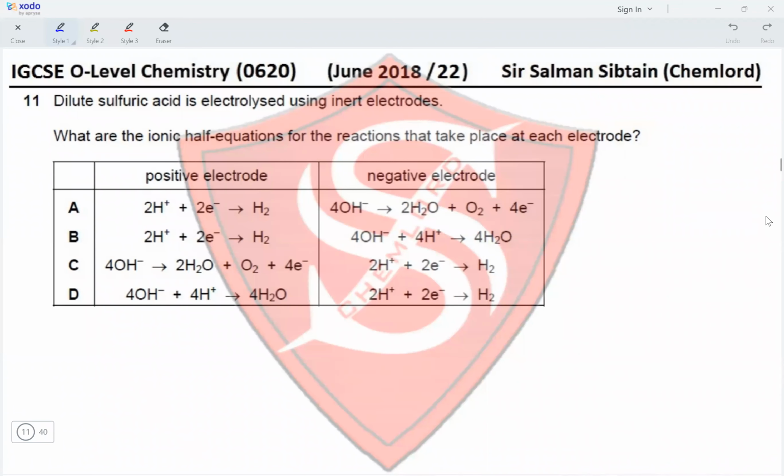Hi guys, this is IGCSE O-Level Chemistry, paper 22, June 2018, question 11. Dilute sulfuric acid is electrolyzed using inert electrodes. What are the ionic half equations for the reaction that take place at each electrode?